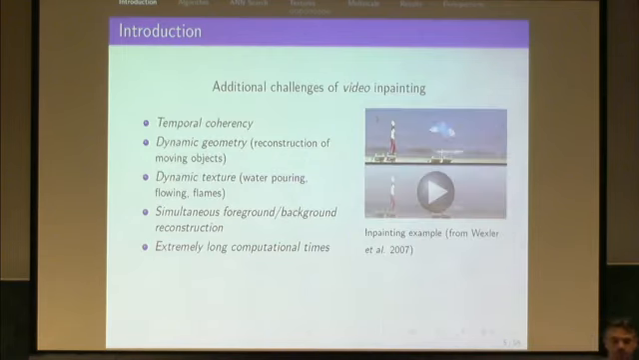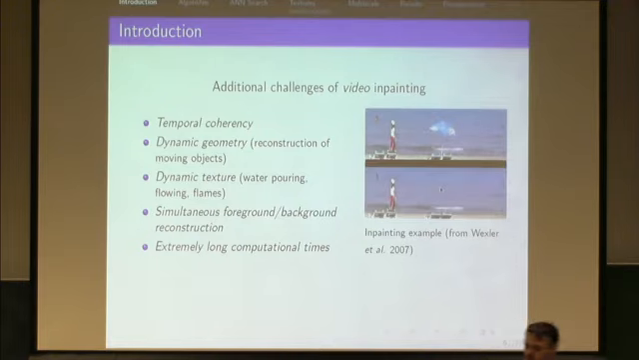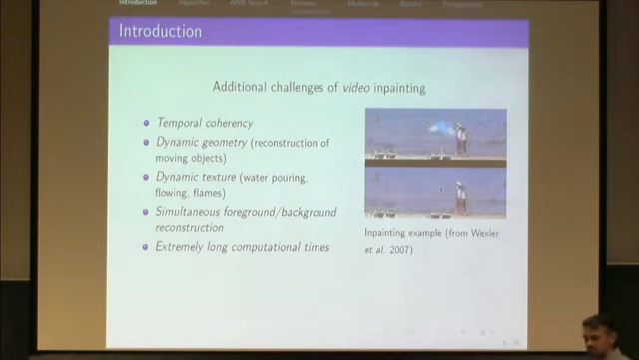In the case of video inpainting, we have additional challenges and difficulties, namely, as Pablo Arias and the previous speakers mentioned, you have to deal with temporal consistency. So you cannot just treat one frame at a time. You have to treat the whole sequence as a whole object. You have to deal with dynamic geometry. That means objects moving, like in this sequence. So you have people walking, and at a certain point you have to reconstruct the motion of these people. So that's what we would call dynamic shape or dynamic geometry.